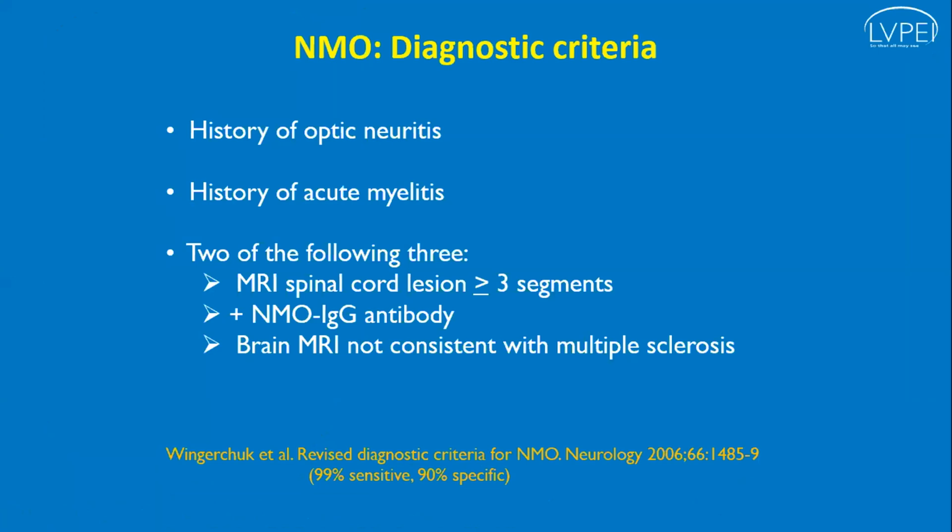These are the old diagnostic criteria which were first proposed, suggesting history of optic neuritis, history of acute myelitis, presence of either one of them, but along with that we should have presence of two of the three, such as brain spinal cord lesions, and NMO IgG antibody positivity, and brain MRI not consistent with multiple sclerosis.